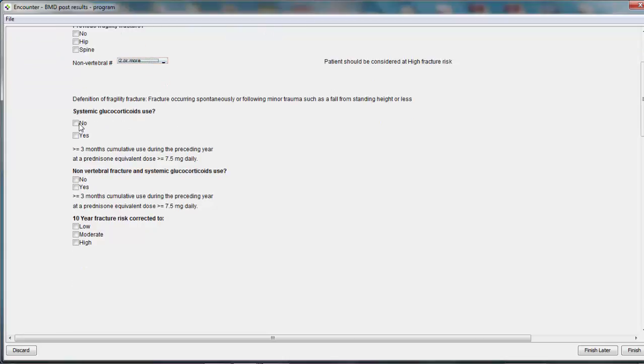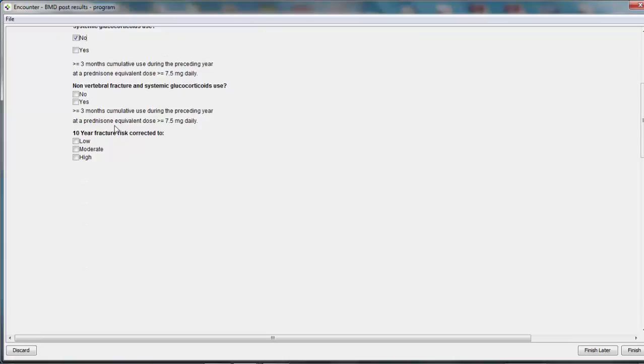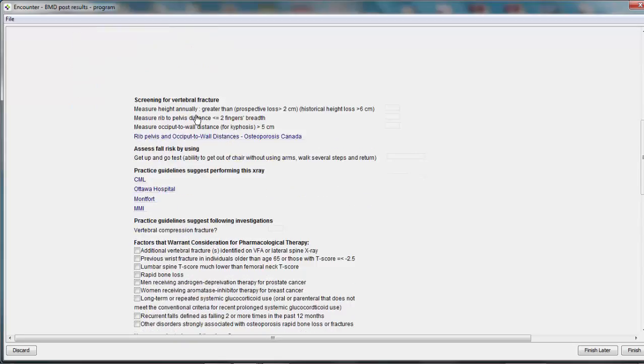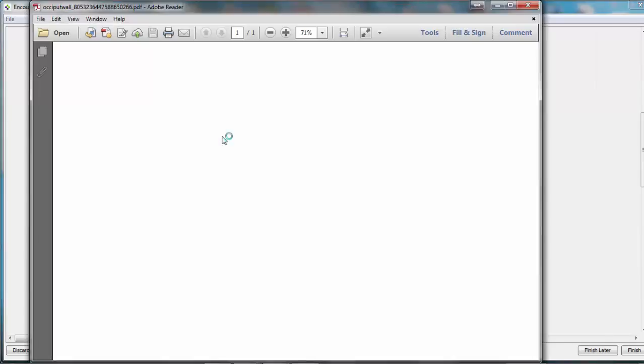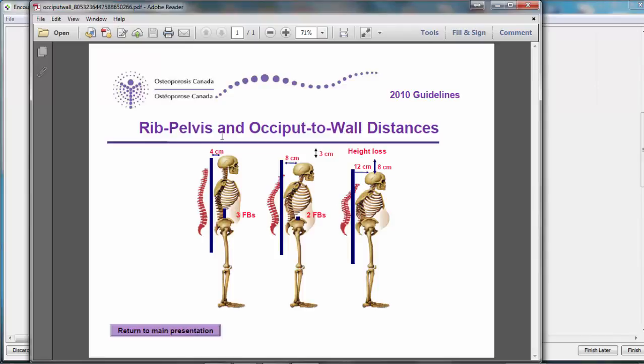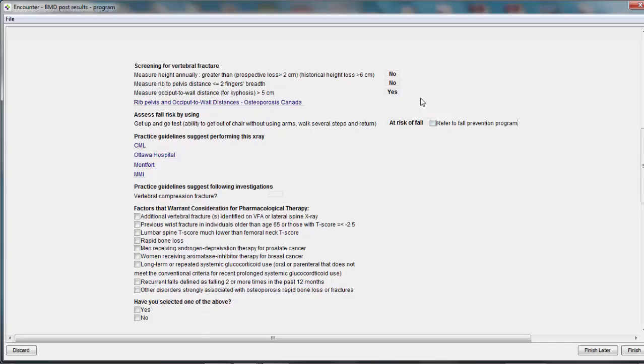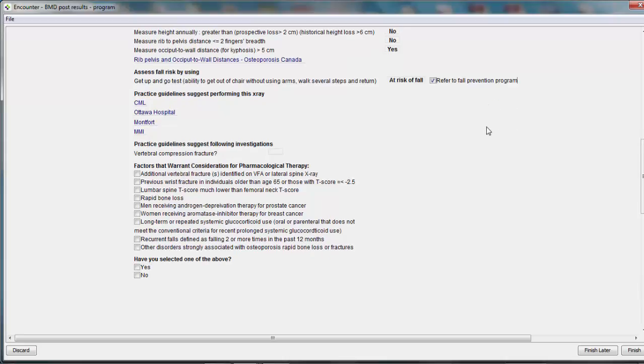If she had been on steroids, so let's say our patient is in fact a moderate risk patient, we should examine our patients to assess for physical evidence of osteoporosis, such as this. And then we assess for risk of falls, whether successful or at risk. If your patient is deemed to be at risk of falls, you can actually refer to the fall prevention program with an automated message to your staff.